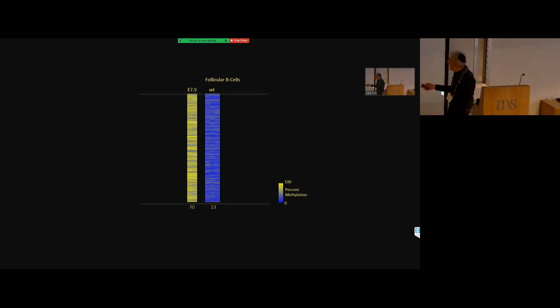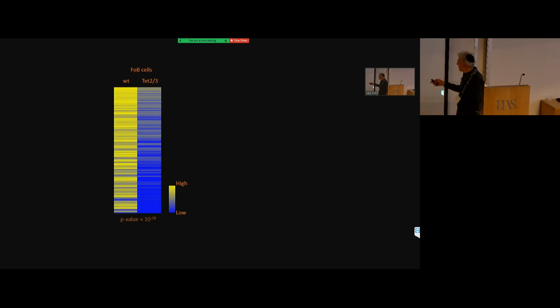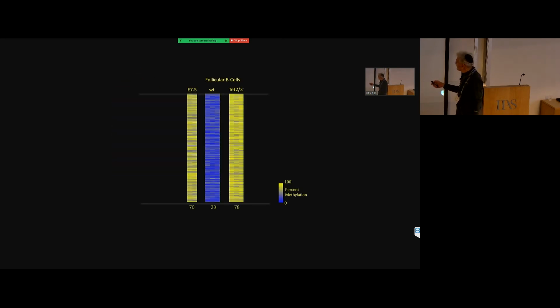We made a knockout in early B cell development of TET2/3, which is the enzyme responsible for demethylation in these cells. If you make the knockout and then look at the resulting B cell, you still get B cells. You look at the resulting B cells, you'll see that they're now methylated. They haven't undergone demethylation. The knockout worked.